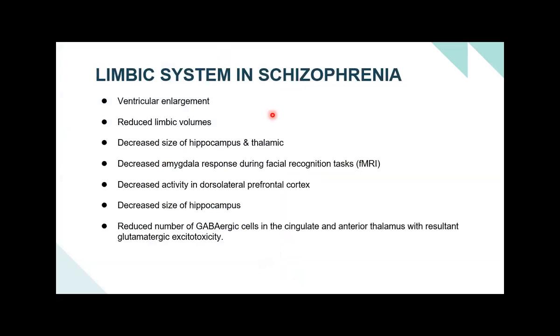Limbic system in schizophrenia. In schizophrenia, the limbic system is markedly affected. There will be ventricular enlargement, reduced limbic volume, decreased size of the hippocampus and the thalami, decreased amygdala response during a facial recognition task in an fMRI study, decreased activity in the dorsal prefrontal cortex, and a reduced number of GABAergic cells in the cingulate and anterior thalamus with resultant glutamatergic excitotoxicity.